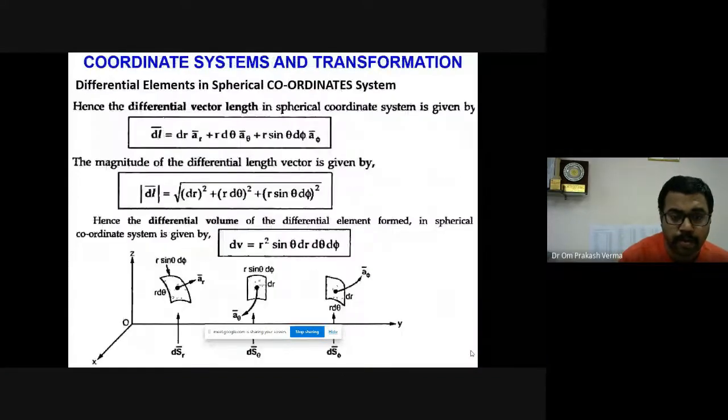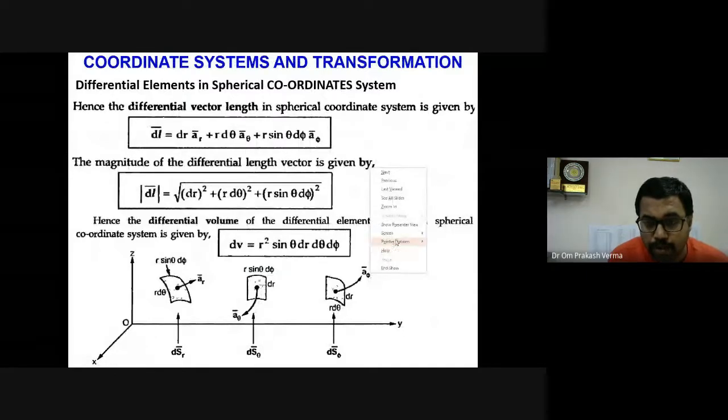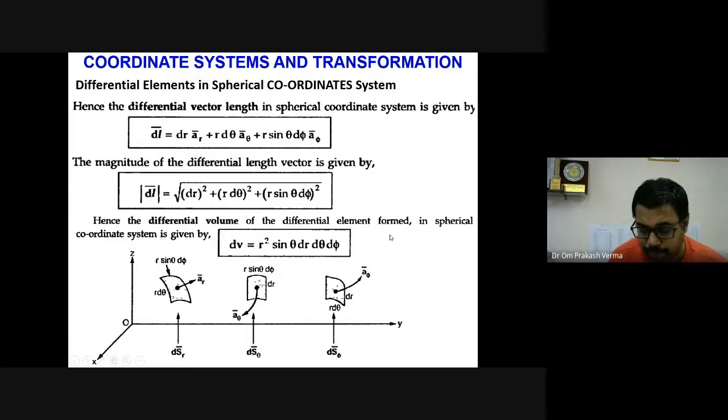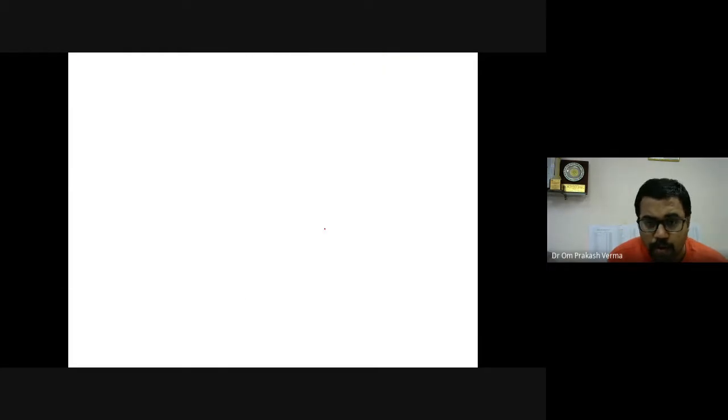Yes, sir. Okay. So in the previous class, we were discussing the spherical coordinate system and the transformation. Before going to the next part, I'm highlighting the spherical coordinate system once again. In this system, we are discussing the differential volume element. We have defined the spherical coordinate system in terms of r, theta, and phi.